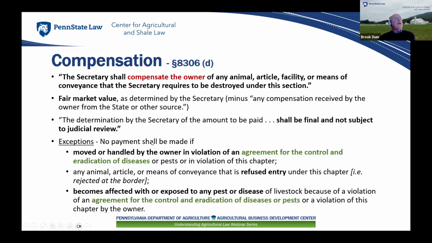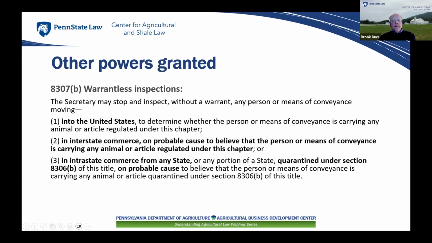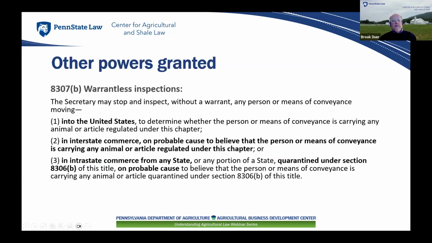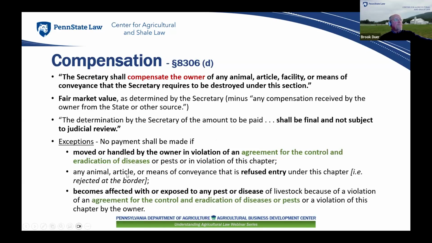Now, payment is essentially, you lose your right to payment if you do any of the following things. You moved or handled the animal in violation of an agreement for the control and eradication of diseases or pests. In other words, there's a phrase, remember that phrase, agreement for the control and eradication of diseases. We haven't seen a lot of talk of that so far, but we will in a second. And if the articles were refused entry at the border, for example, rejected at the border, there's no compensation for that.